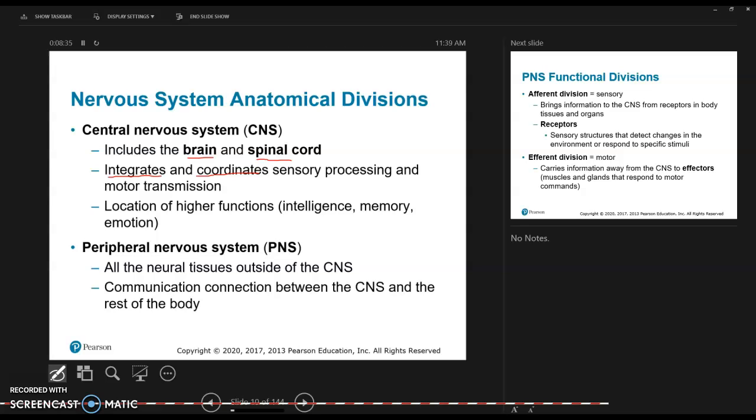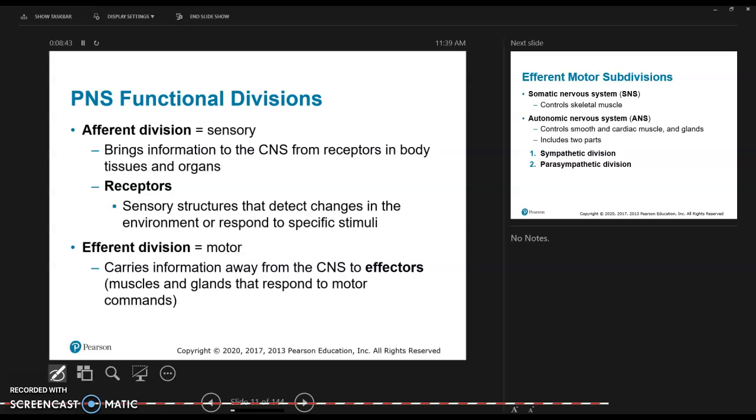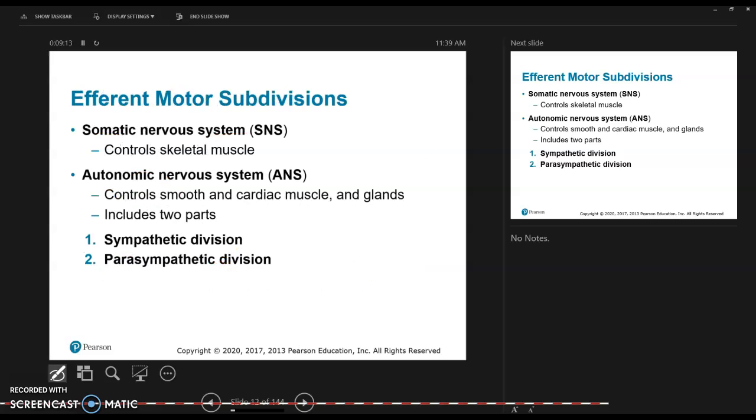The peripheral nervous system is everything outside the CNS. So it's going to include the cranial and spinal nerves as well as nervous tissue. Always remember that the afferent division is sensory. It brings information to the central nervous system through receptors. Receptors receive sensory information. And then the efferent division, efferent means motor, and it's going to carry information away from the central nervous system to effectors, which are muscles and glands that respond to motor commands.